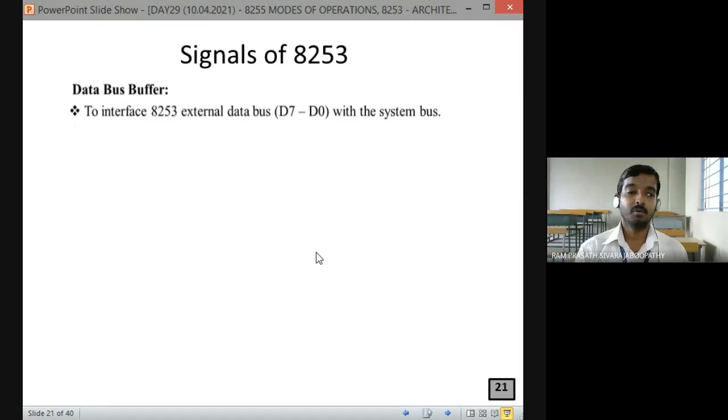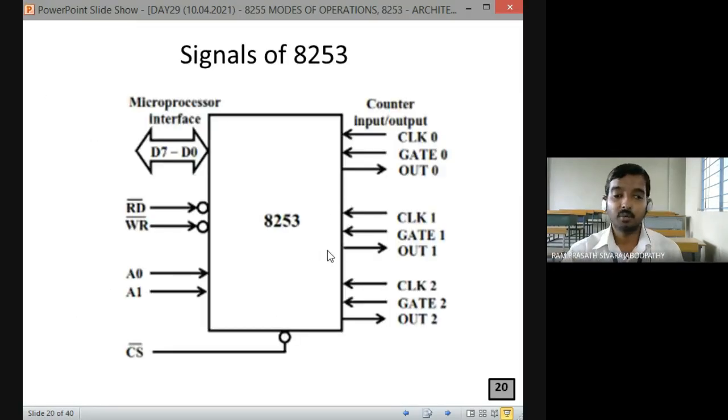Yes, that's all about all the signals. Can you count the number of pins? Can you count the total number of pins of this IC? Can you tell me how many pins this IC has?